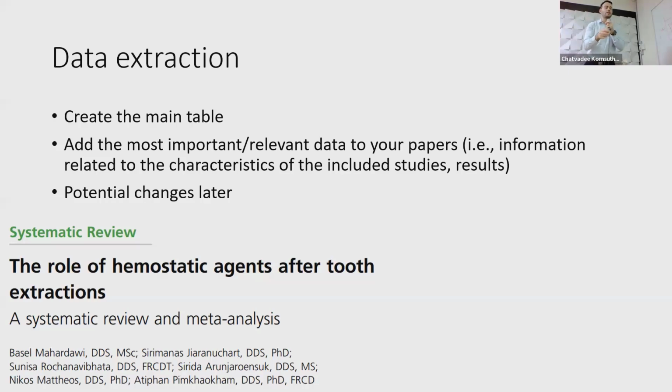So let's go to this paper here. Again, it was about hemostatic agents after tooth extraction. What do you think I can take out from my included studies? What do you think I can report? Any idea? Please speak, anything is fine. What do you think I might add in my systematic review from those studies?